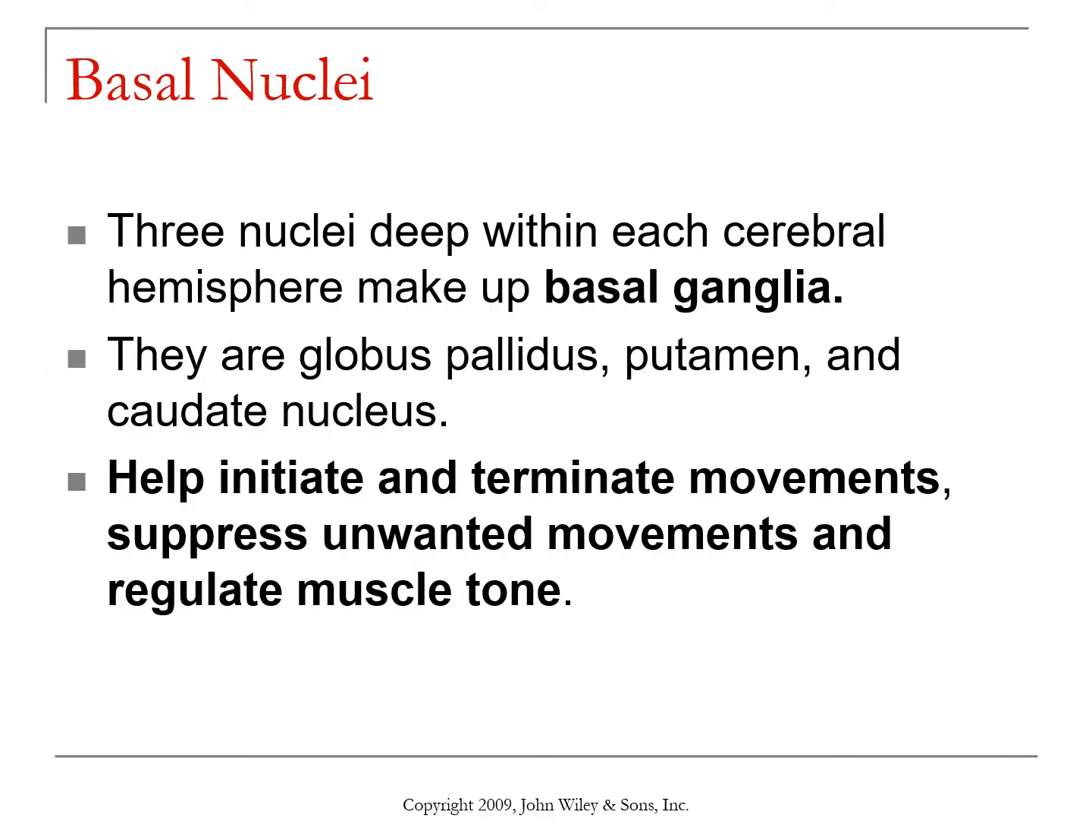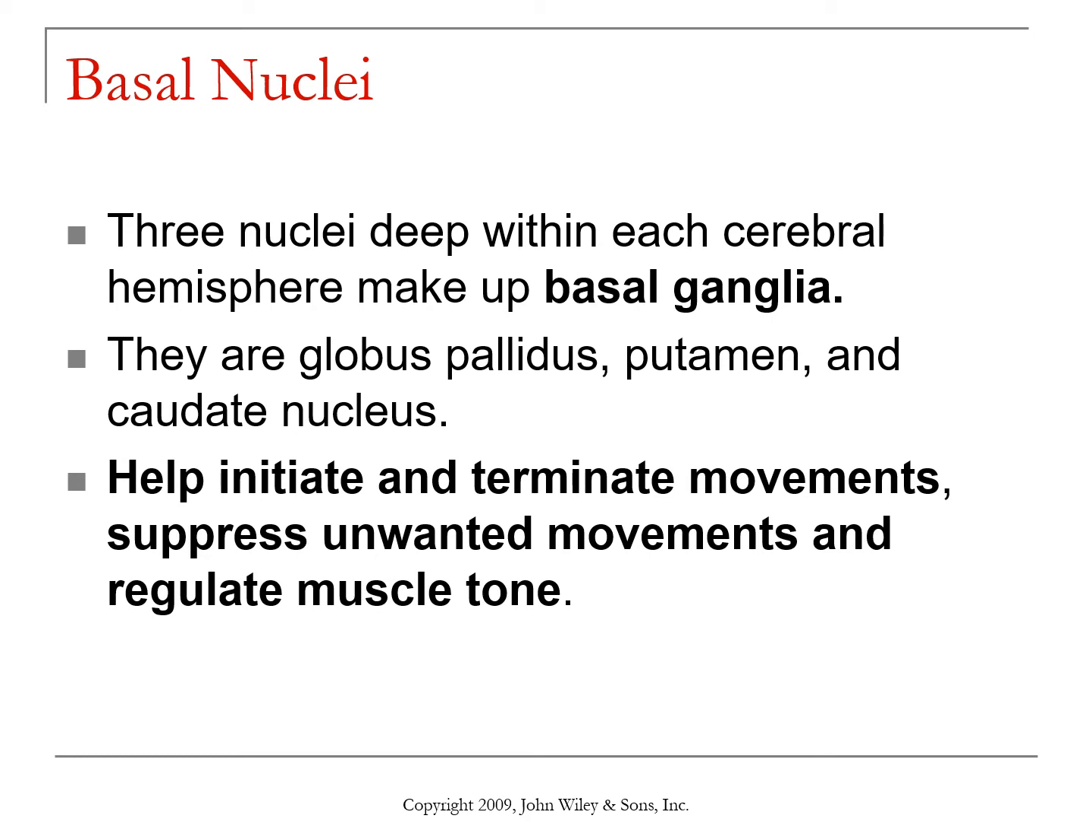Here are the basal nuclei that we mentioned back when we were talking about the midbrain and the substantia nigra. So there are three clusters of cell bodies that make up these deep nuclei within each cerebral hemisphere, and they are properly called basal nuclei, but some textbooks get it wrong and call them basal ganglia. Don't get confused. Their names are the globus pallidus, the putamen, and the caudate nucleus. You do not need to know those names, but you should recognize them.